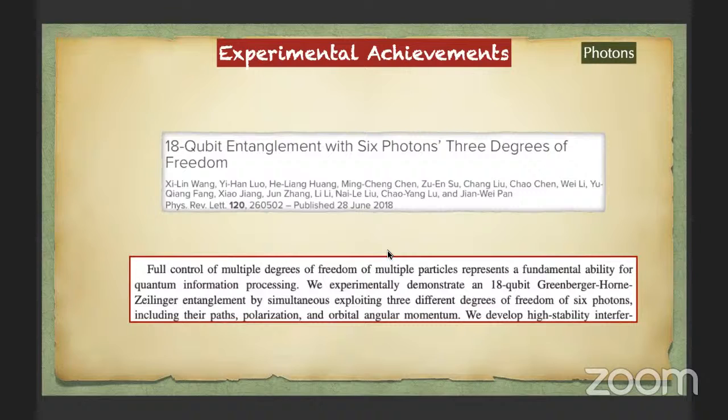It was also reported that multipartite entanglement is possible to create. Even in photons, there is a recent article showing that 18-qubit entangled states are prepared. Here, of course, they have created 18-qubit Greenberger-Horne-Zeilinger entangled states by using three different degrees of freedom: path, polarization, and orbital angular momentum. You have already heard talks based on entangled states, and talks on preparation of entangled states based on orbital angular momentum in this conference.